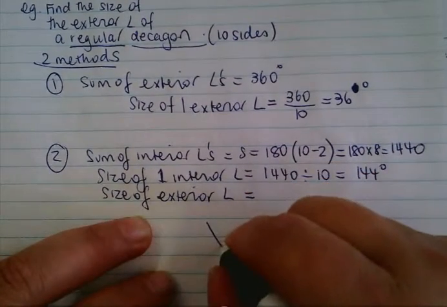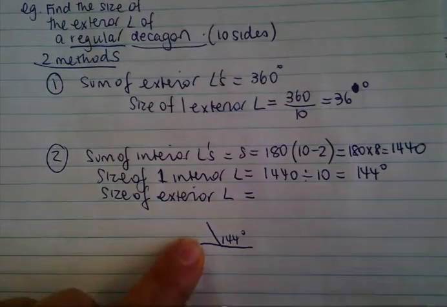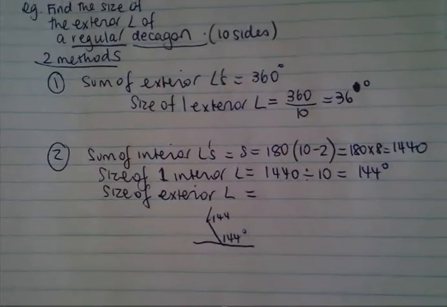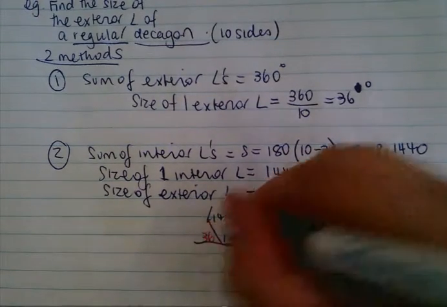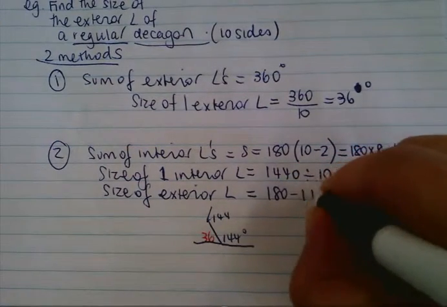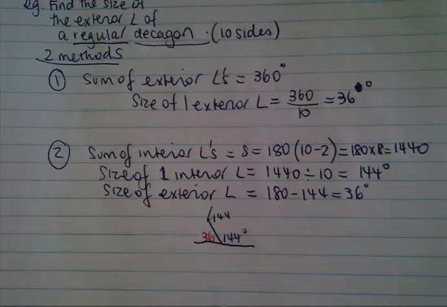So if you've got your decagon and that's 144, what's the exterior angle? I'm drawing part of your decagon, right? How do you do the exterior angle? 180 minus 144, which is also 36. And that's just two different ways you could do it. If you know the interior one, you continue the line and you can work out the exterior one.